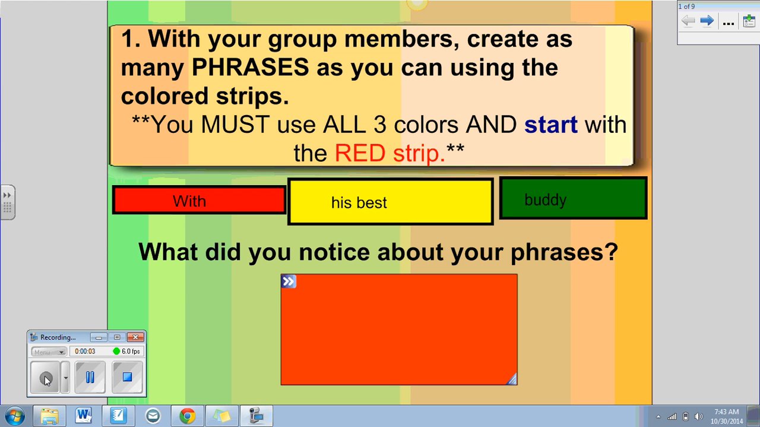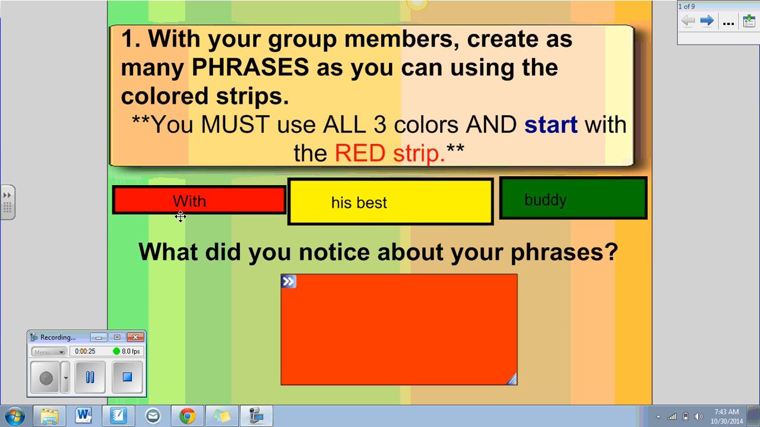With the envelope in front of you, you are going to take out the contents and create as many phrases as you can using the colored strips. You must use all three colors and you need to start with a red strip. Go ahead and create as many phrases as you can, and once you've done that, please restart the video.